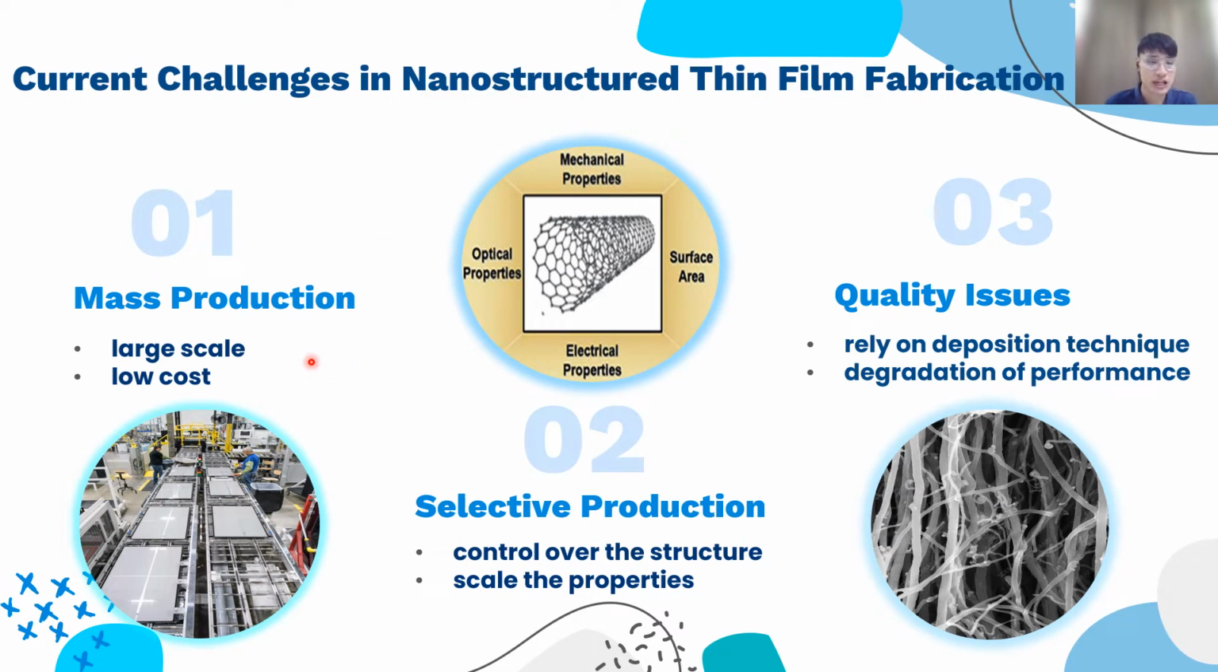First is mass production. Large scale thin film deposition at low cost is difficult to be achieved. Second challenge is selective production, difficult to control over the structure and properties of the thin film. And third is quality issue of thin film, which relies on deposition technique. Improper technique will cause degradation of the thin film performance.